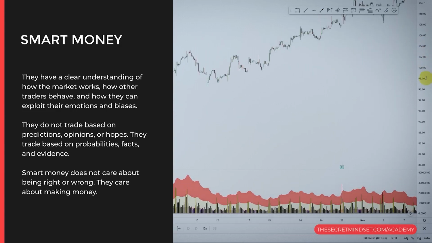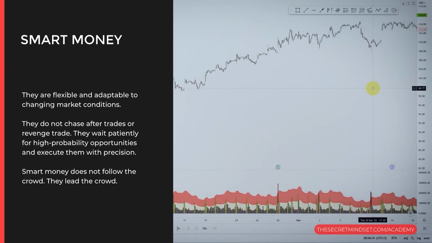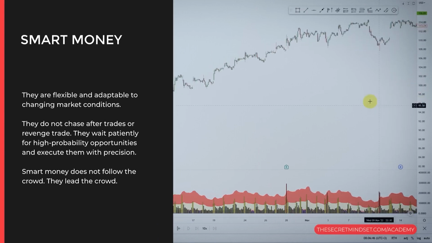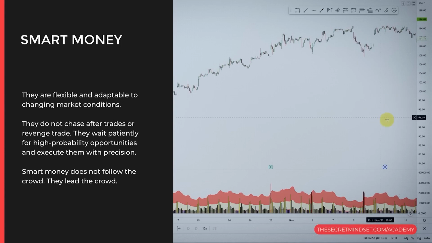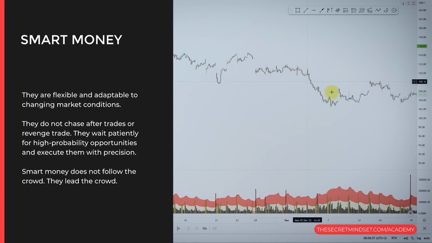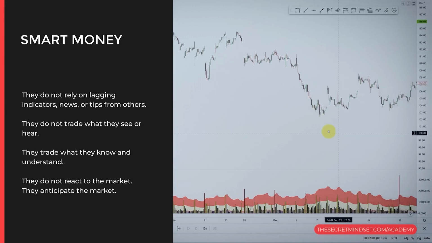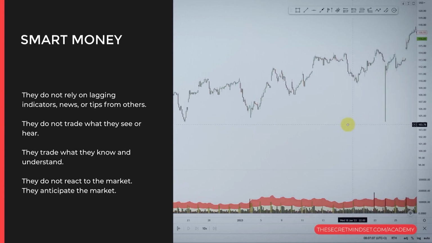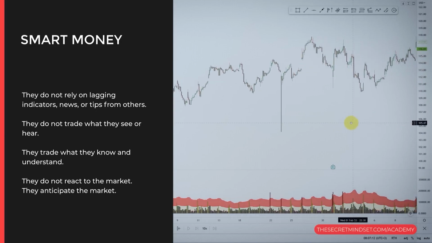Smart money doesn't care about being right or wrong. They care about making money. They are flexible and adaptable to changing market conditions. They don't chase after trades or revenge trade. They wait patiently for high probability opportunities and execute them with precision. Smart money doesn't follow the crowd. They lead the crowd. They don't rely on lagging indicators, news, or tips from others. They don't trade what they see or hear. They trade what they know and understand. They don't react to the market. They anticipate the market.